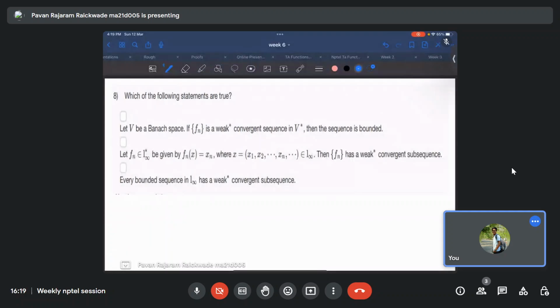Question number 8. Which of the following statements are true? Let V be a Banach space. If Fn is weak star convergent in V star, then the sequence is bounded.